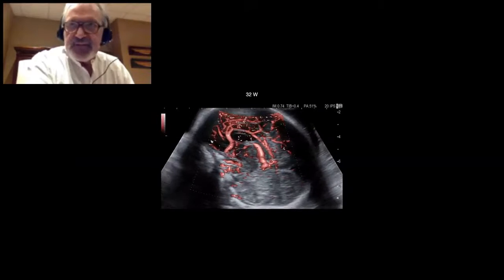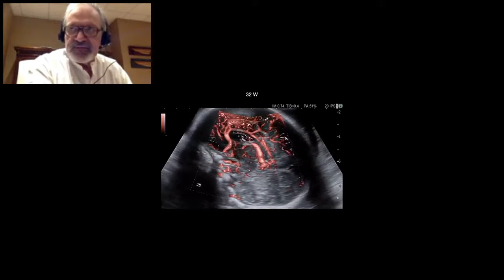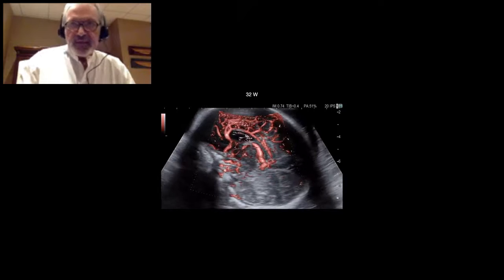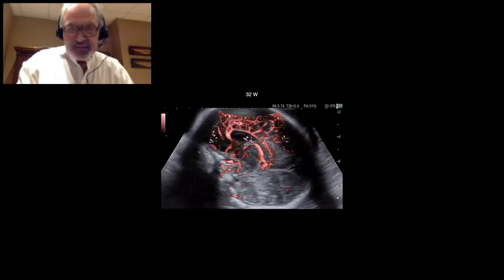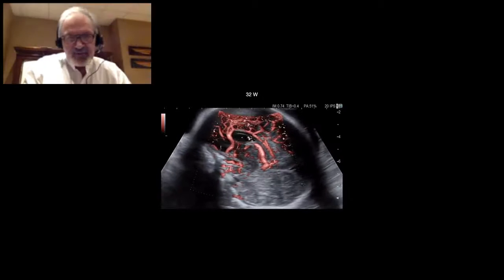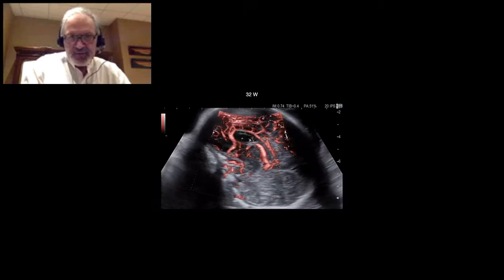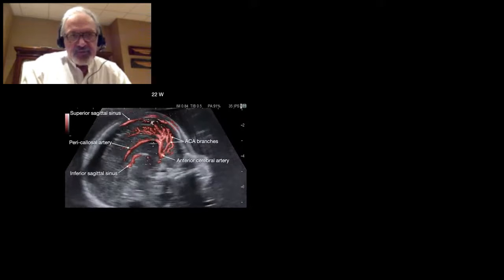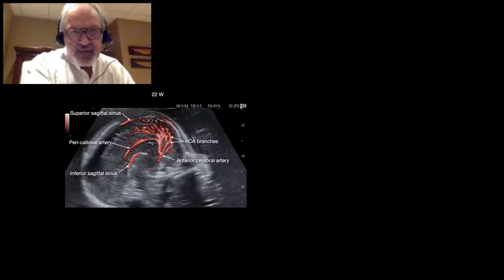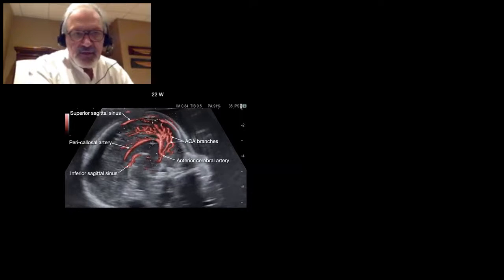The brain vascularization is also a good example to show the contribution of DFI. We can easily reveal the entire pericallosal artery and its branches, like you can see here. And we have this picture very often because it's not very difficult to obtain. Here at 22 weeks, we can see very easily the anterior cerebral artery and its frontal branches. We can also see the pericallosal artery and the inferior sagittal sinus. And you can see just under the skull the superior sagittal sinus, in which the flow is very, very low.